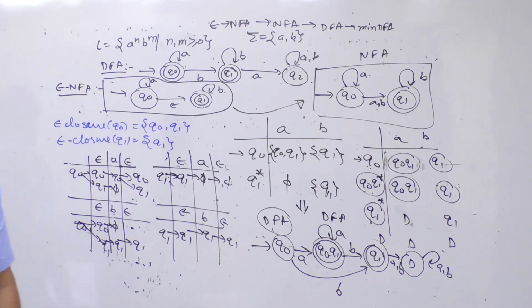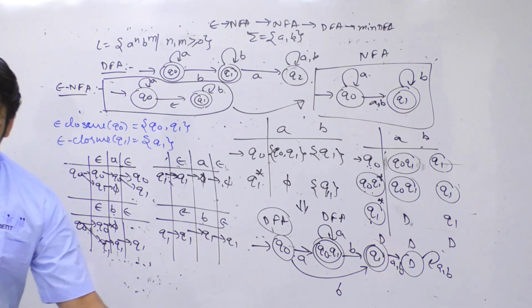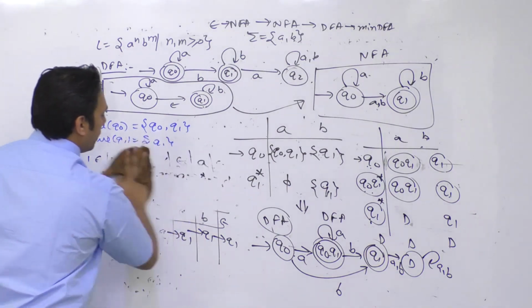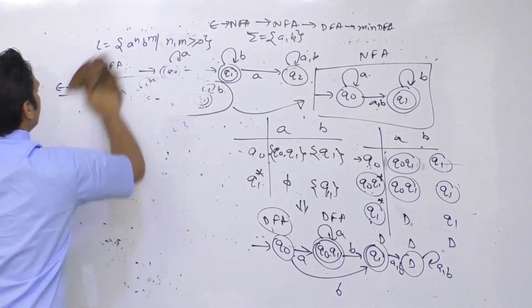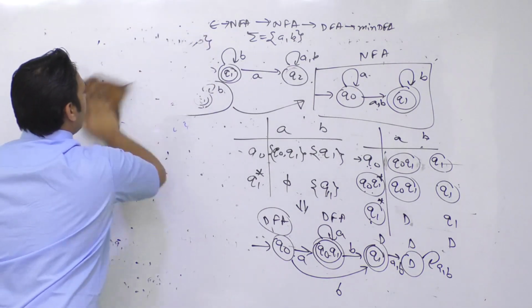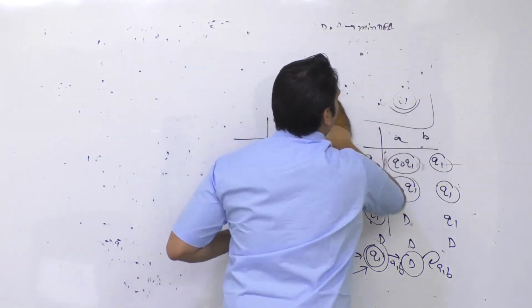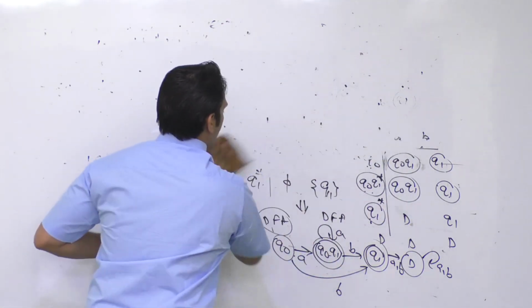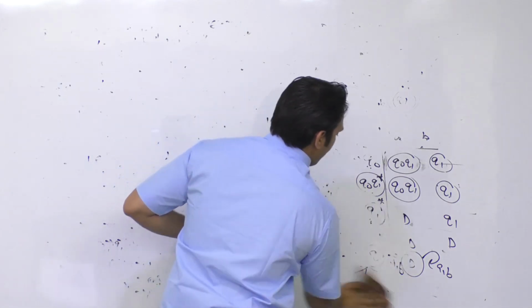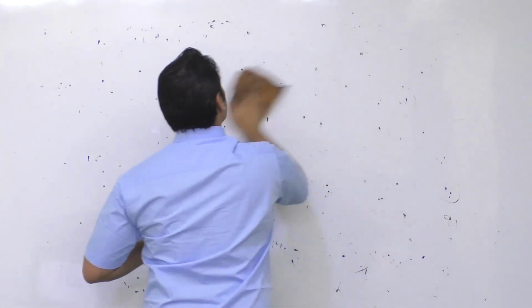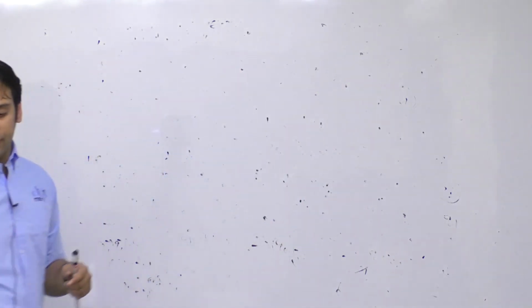Is it clear? Good. I hope I made this point clear till now. Let me give you some more examples to convert an epsilon NFA to NFA. I'll explain one more example only, and then you can do the rest of the examples by yourself. I also sent you some of the examples in the Telegram group, so you can see them also.